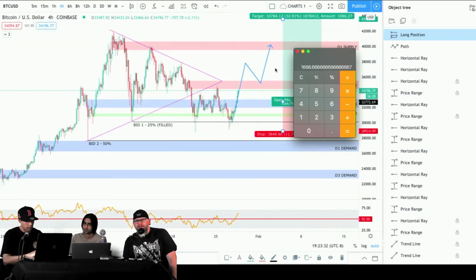So let's say $1,700 in play. You could risk that with a 12% stop loss.